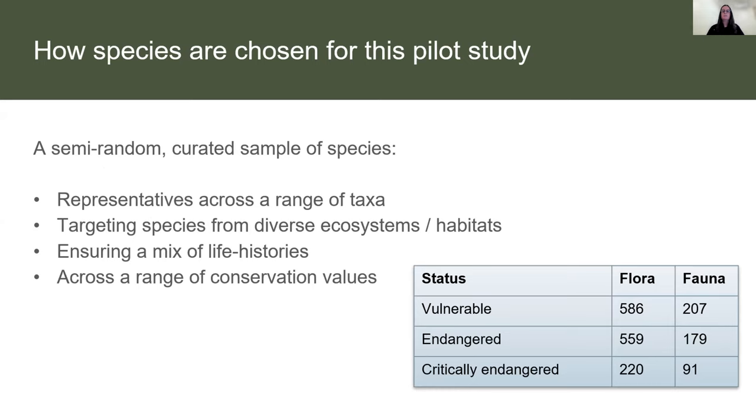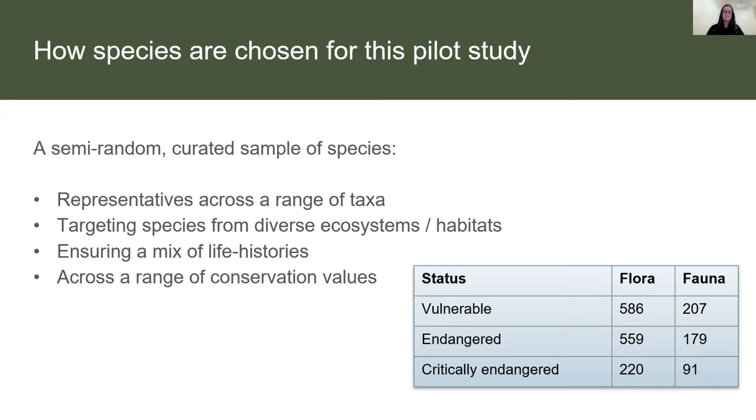For this pilot study, we will target a semi-random curated sample of species. Our team includes researchers with expertise in Australian mammals, birds, reptiles, plants, invertebrates, and marine ecosystems. And from that broad expertise, our data will cover a range of taxonomic groups, targeting in particular species across a range of Australian ecosystems and habitats.